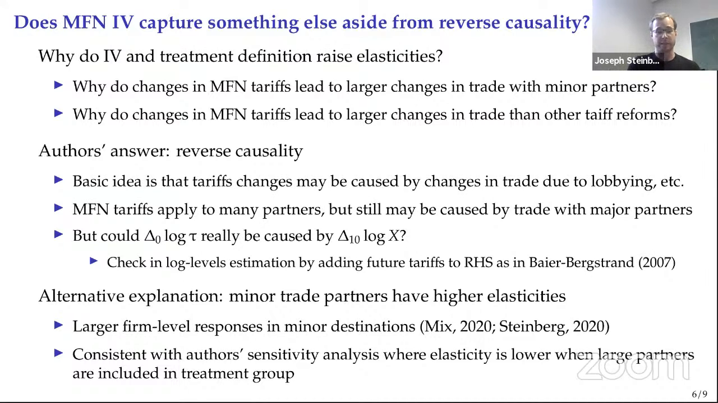And this seems to be driven by larger firm level responses, both on the extensive margin, Carter Mix has a paper on this, as well as on the firm level intensive margin in the Armington context, as I have some work on this as well. And this is in fact consistent with what the authors have shown in one of their sensitivity analyses, where even using this IV, if you just look at all trade partners rather than just the small ones, you get lower trade elasticities.